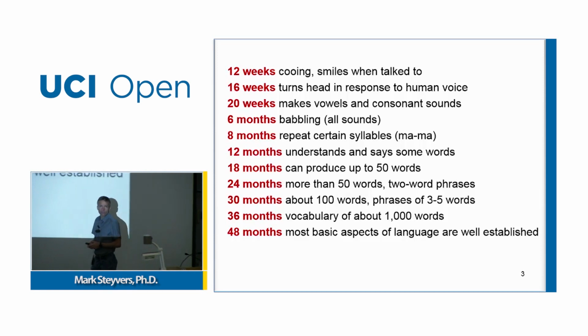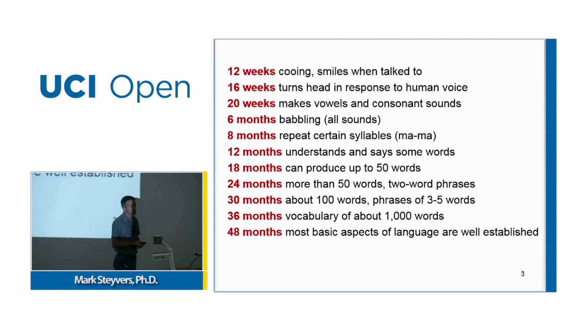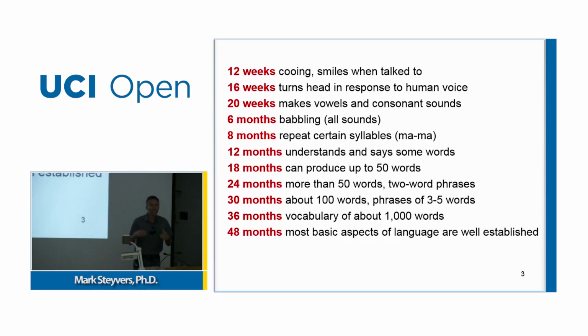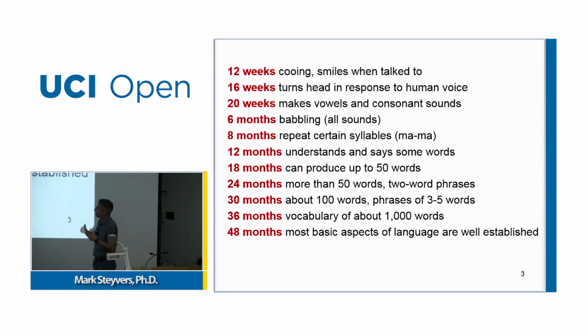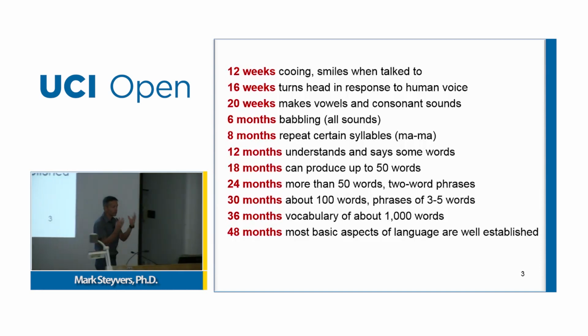Deaf infants that by definition are not exposed to spoken language, they will also babble. There's also ASL learners. They will spontaneously babble with their hands. So there's some innate capacity in us to just start to produce the sounds or produce some linguistic constructions.